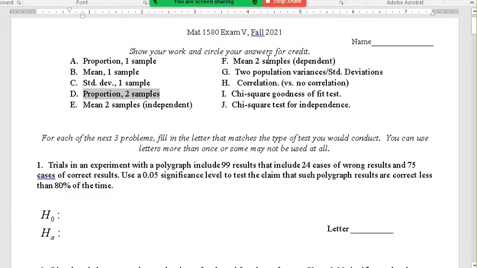So that actually eliminates a lot of stuff. It eliminates the entire first column. It eliminates a couple of the answers on the second column. So you're left with correlation, chi-square goodness of fit test, and chi-square test for independence. Chi-square test for independence is going to be a cross table or contingency table. And that's not what we've got here. It's not a correlation. They're not asking you how to correlate things. So it kind of works down to a chi-square goodness of fit test. Goodness of fit is how well your observed values match the expected values.